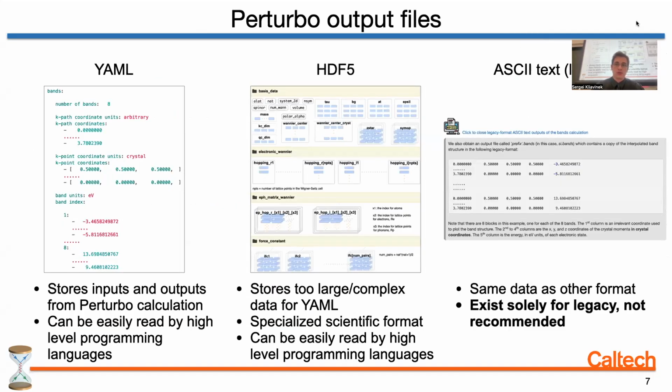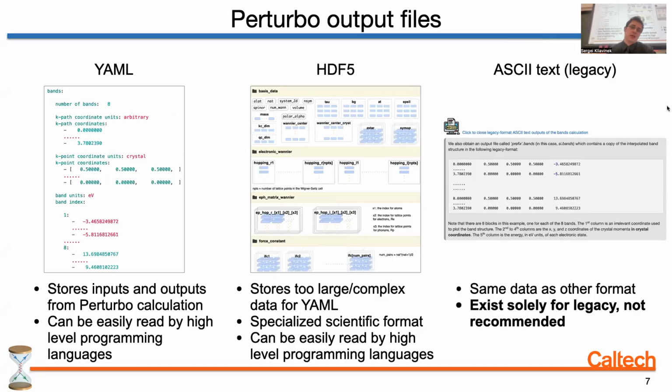Yeah, brief discussion of the output files. So basically, Perturbo has three formats of output files. First one is YAML, the classical output format for programs, which stores inputs and outputs for the Perturbo calculations. It can be easily read by high-level programming languages such as Python. It's pretty easy to understand and very comfortable.